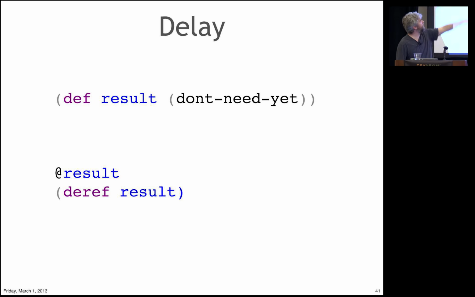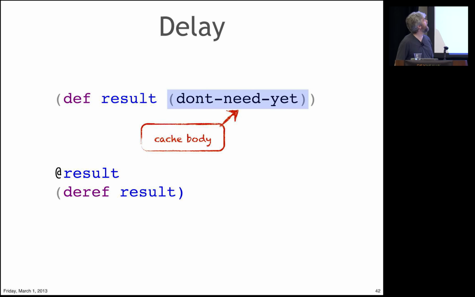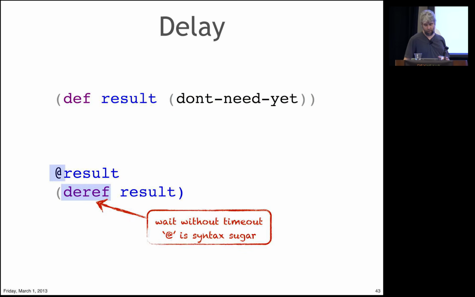So result, delay of something I don't need yet. The way a delay works is it just caches that body, and it doesn't actually do the work until you ask for it. And then after one person asks for it, if anybody else asks for it, they'll get it immediately. And of course, you have the same ability to wait for it forever if you want.